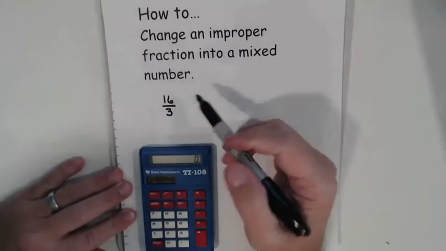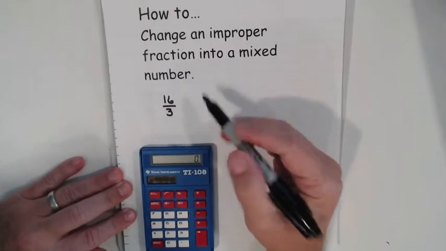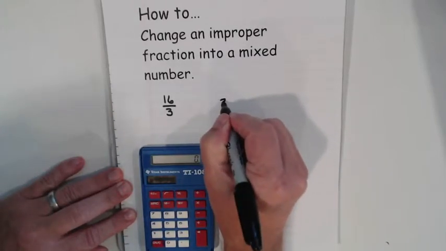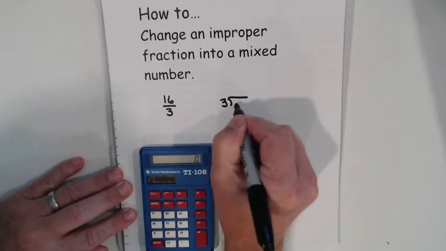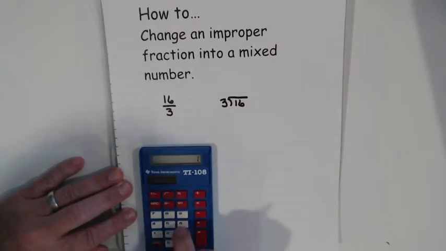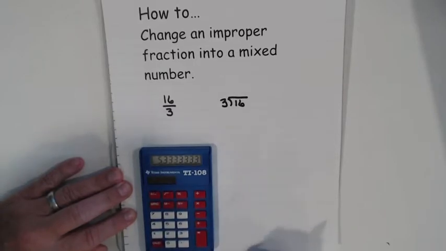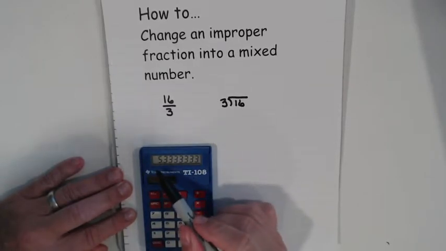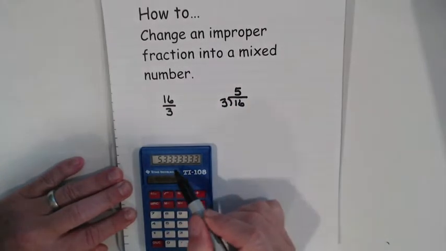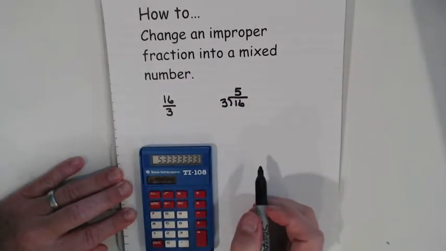I'm going to change this improper fraction into a mixed number. I need to figure out how many times 3 will go into 16. So I'm going to use my calculator to help me. 16 divided by 3. Remember, it's the number in front of the decimal. It'll go into it a total of 5 times. This decimal is the fraction that I have left over.